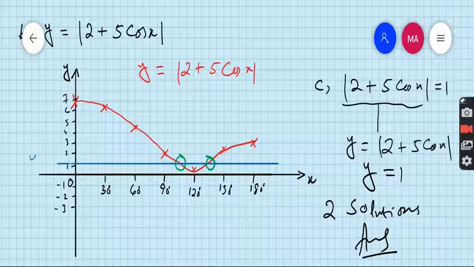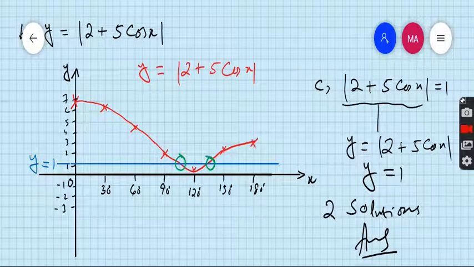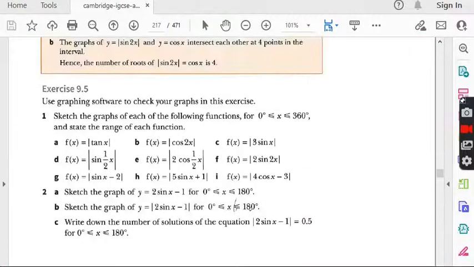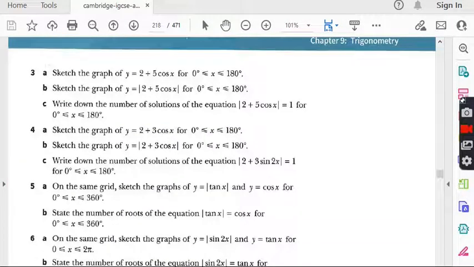This is the line y is equals to 1. This line cuts the curve at 2 points, and these 2 points are the solutions. So if the line cuts at 2 points, then we say 2 solutions, 3 points 3 solutions, and 4 points 4 solutions. So students, this is our today's class where we did question number 3 from your exercise 9.5. In the next lecture we will do some more questions.